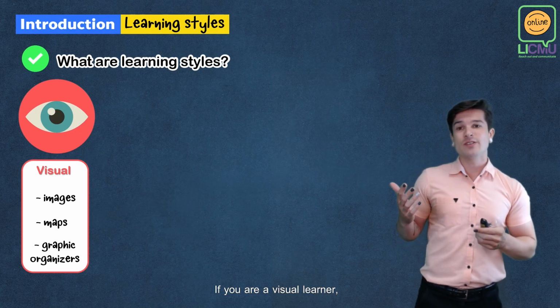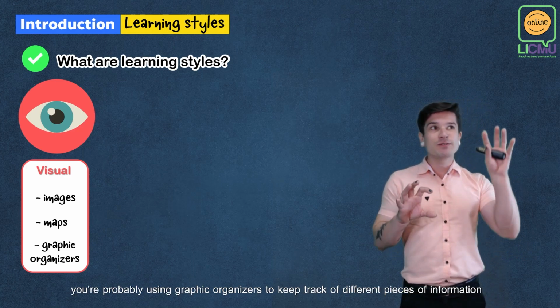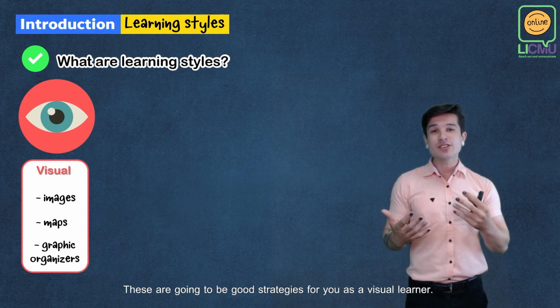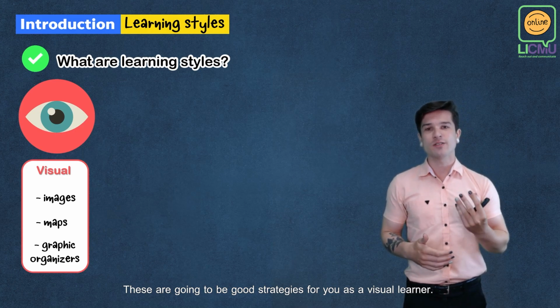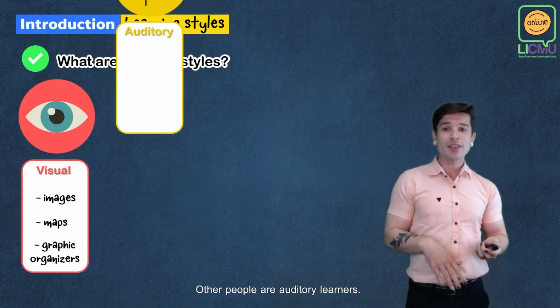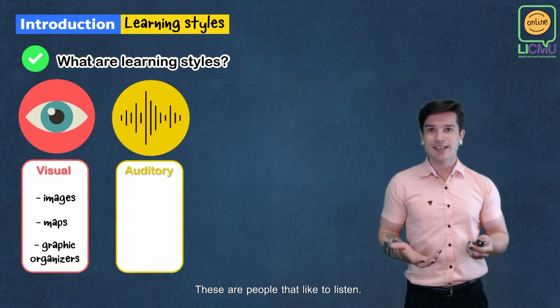If you are a visual learner, you're probably using graphic organizers to keep track of different pieces of information and how they all connect to each other. These are going to be good strategies for you as a visual learner. Some people are visual learners. Other people are auditory learners. These are people that like to listen.